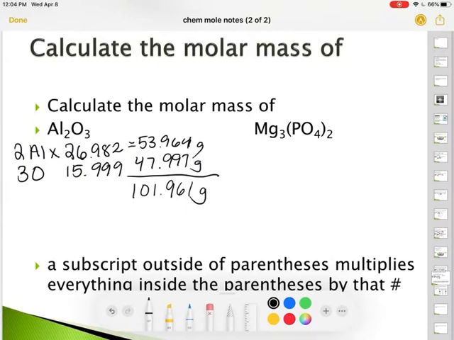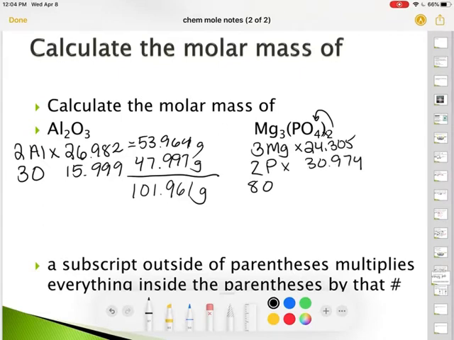Okay, for our friend magnesium phosphate, we have to remember that anything inside the parentheses is multiplied by what's on the outside of the parentheses. So we have 3 Mg's, 2 P's, and 4 times 2, which is 8 O's. Okay, so we have 3 magnesiums times 24.305, 2 phosphoruses, which are 30.974, and 8 oxygens, which are 15.999.